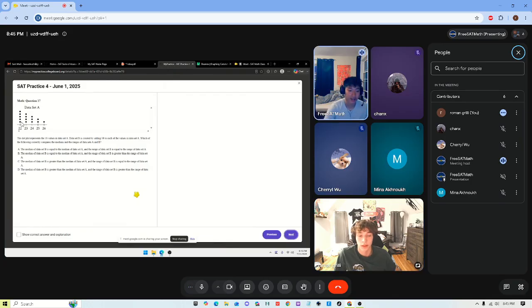All right, this might be a little confusing. Okay, the dot plot represents the 15 values in dataset A. Dataset B is created by adding 56 to each of the values in dataset A. Which of the following correctly compares the medians and ranges of datasets A and B?